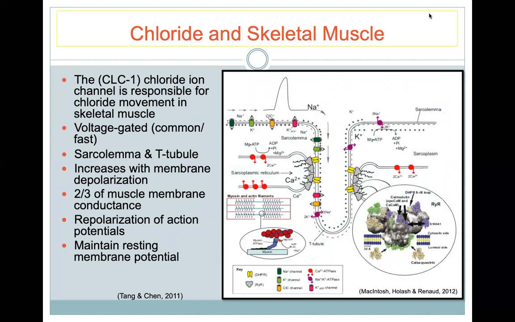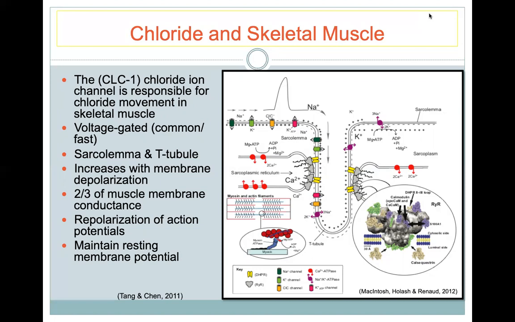The CLC1 chloride ion channel is responsible for chloride conductance in skeletal muscle. These are voltage-gated channels and involve a common and fast gate mechanism. The channels are located along the sarcolemma and within the T-tubule of skeletal muscles, which you can see in this diagram in the orange. The opening of these channels typically increases with membrane depolarization.